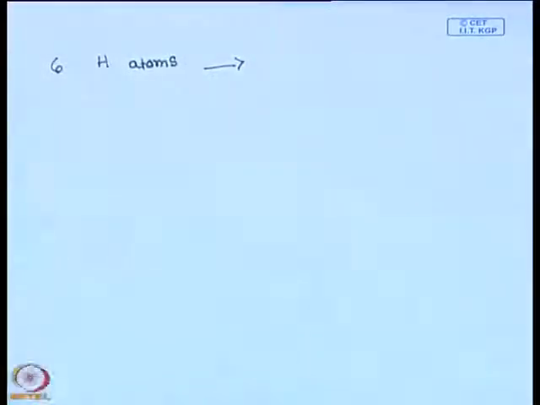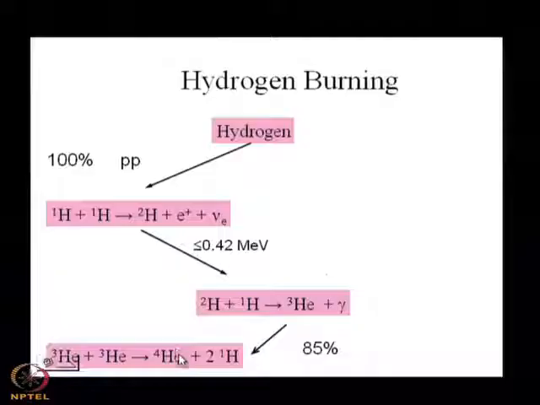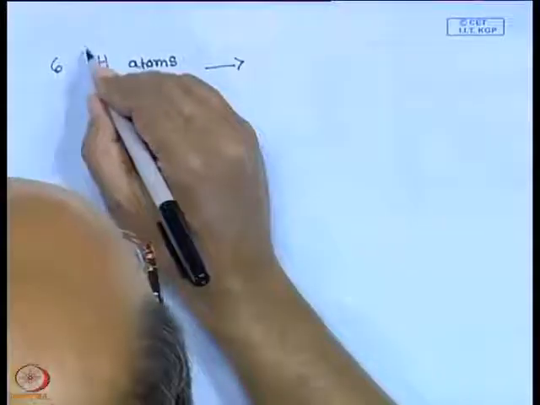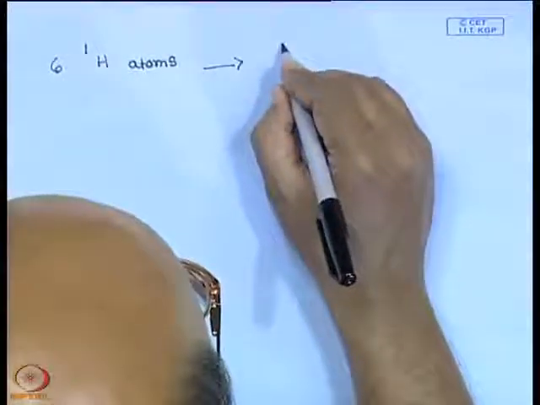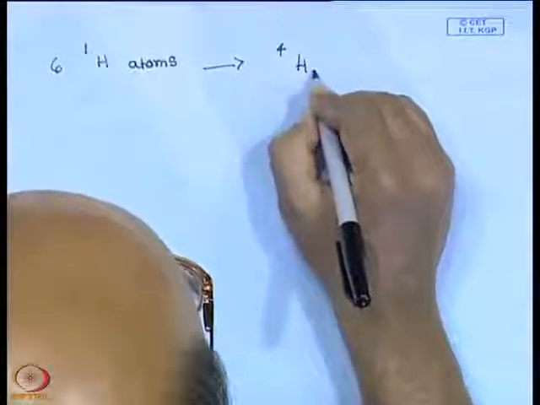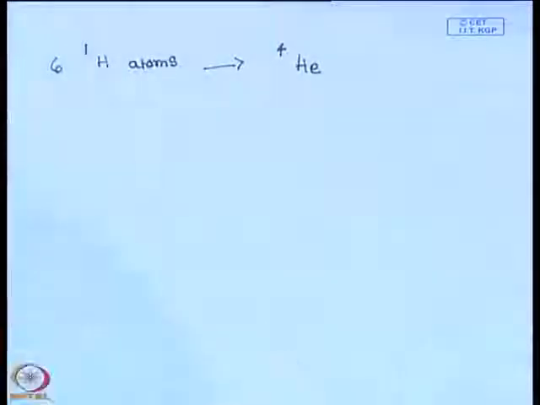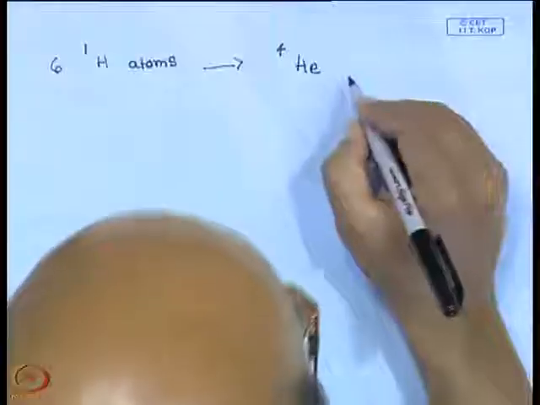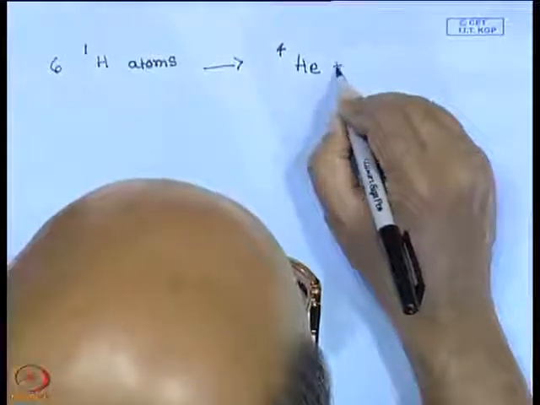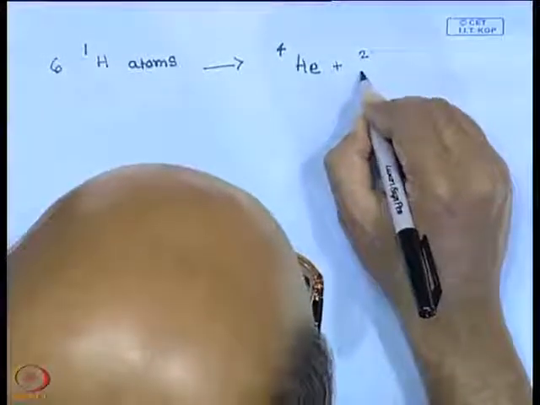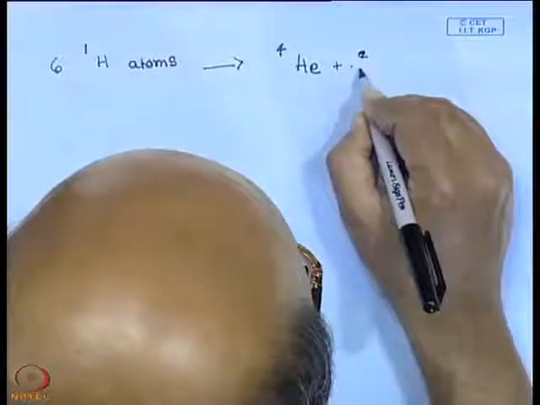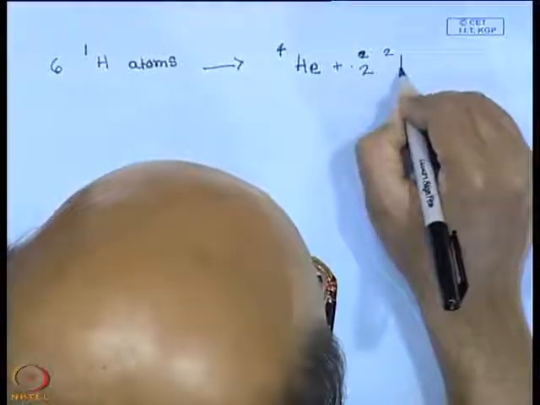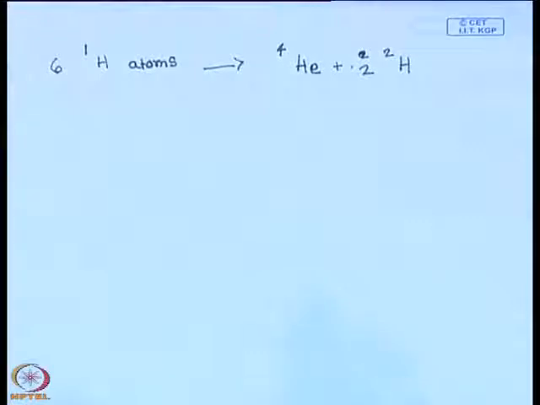you have 1 helium 4, and you have 2 hydrogen atoms in addition to this. So, you have 2 times 2 hydrogen atoms.